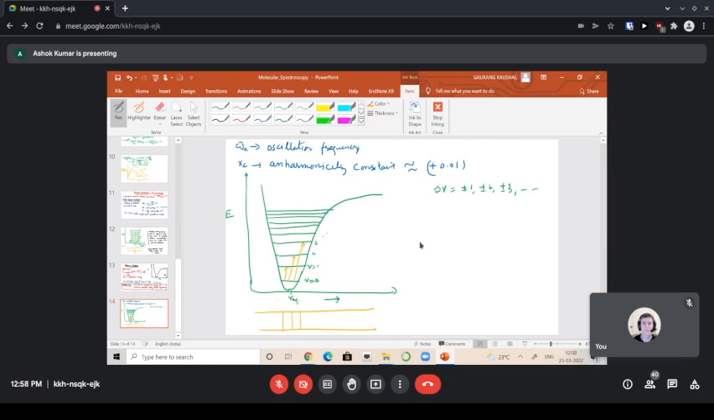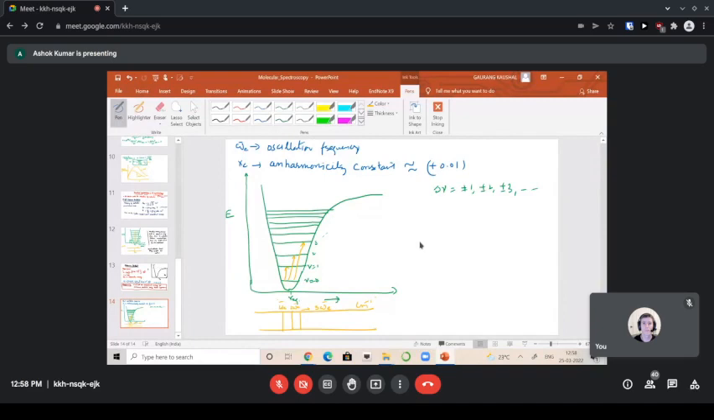Okay, so this corresponds to omega E. Second one corresponds to 2 omega E. Third one corresponds to 3 omega E. This is in centimeter inverse.